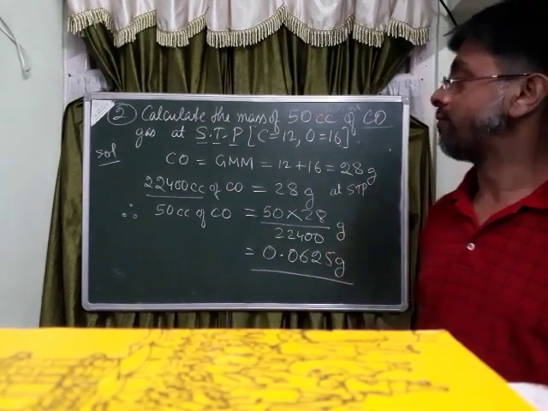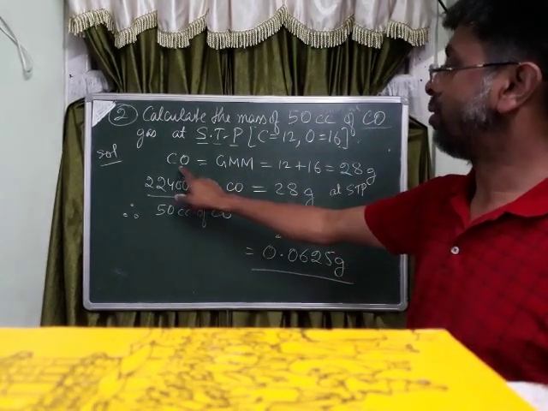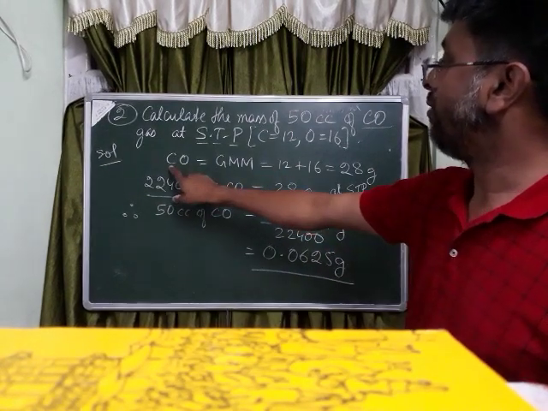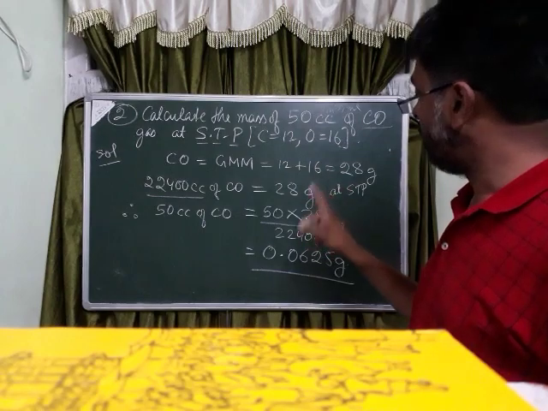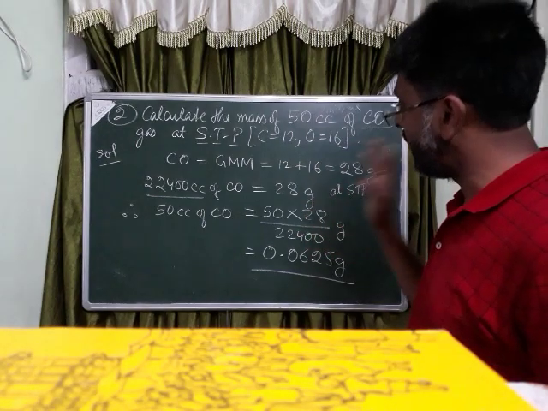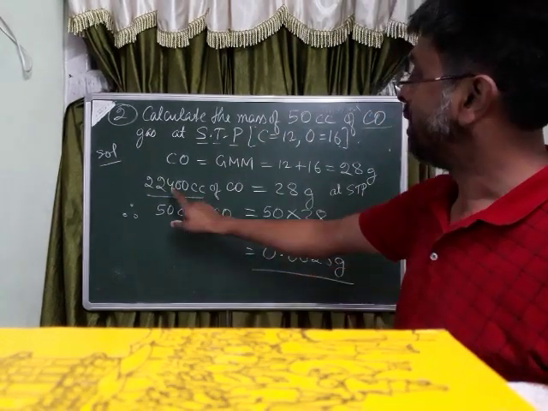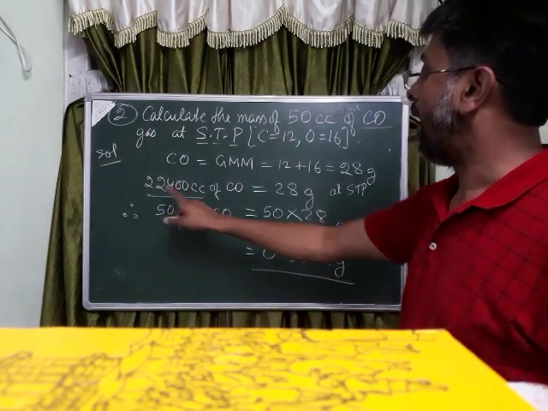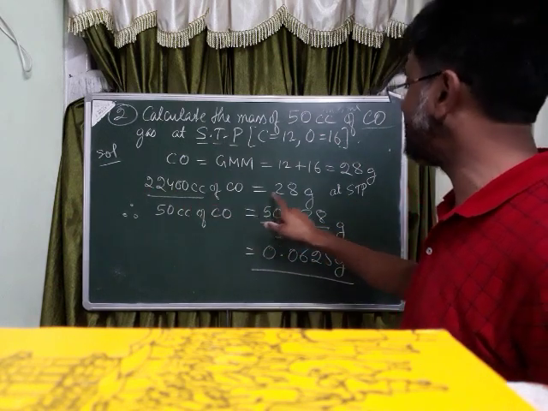So, the first thing we have to do is find out the gram molecular mass of the gas, carbon monoxide. That is coming to 12 plus 16, that is 28 grams. Now, from the concept of STP, 1 mole of any gas at STP occupies this volume. Therefore, I am writing it down. 22,400 centimeter cube of carbon monoxide weighs how much?